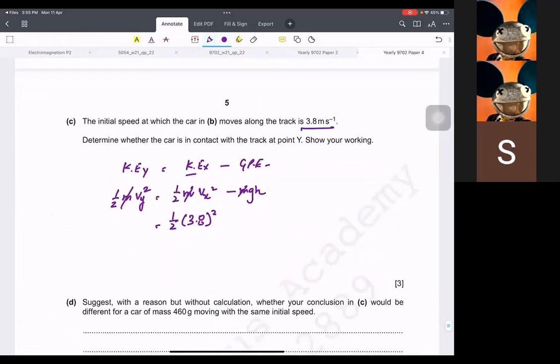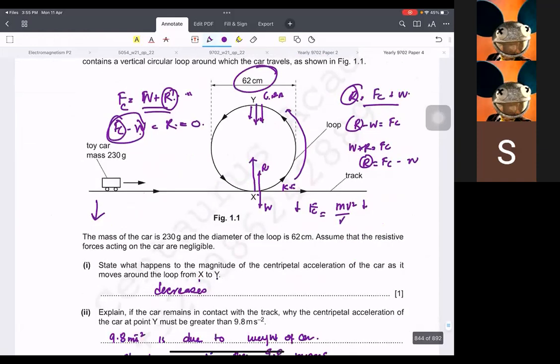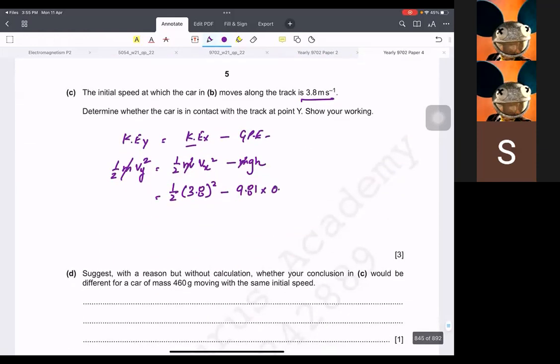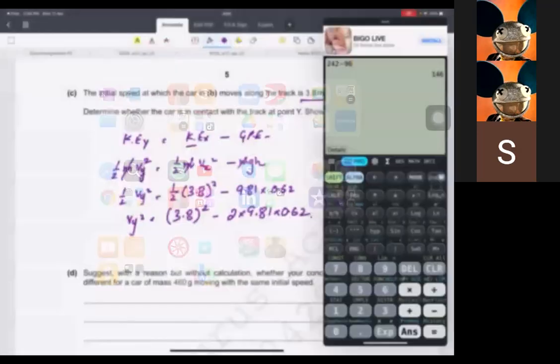Okay. Minus 9.81 and the height would be basically the diameter, 62 centimeters, which can be written as 0.62. And we've got to find vy squared. So we multiply by 2. So this will be 3.8 squared, minus 2 times 9.8 times 0.62. Now let's try.